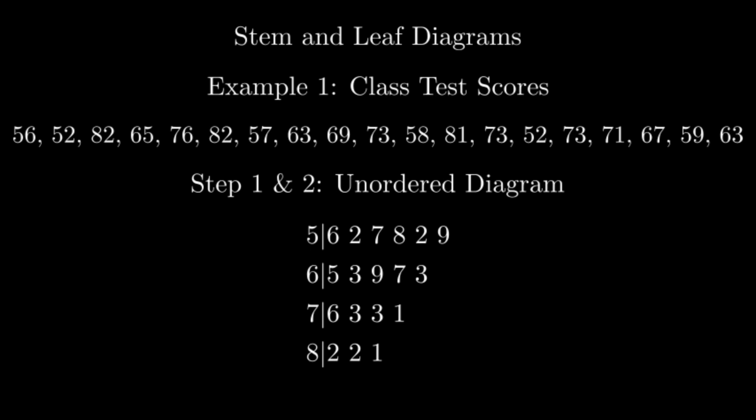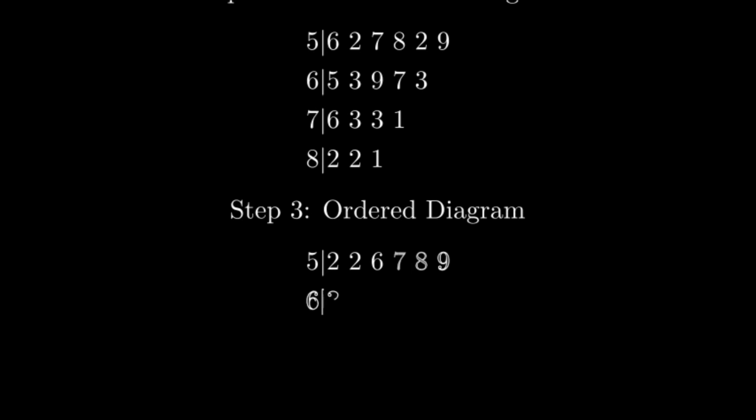Then, we go through the data list one by one and write the leaf, the second digit, next to the correct stem. For 56, we write a 6 next to the 5 stem. For 52, a 2 next to the 5 stem, and so on. At this stage, the leaves don't need to be in order. The next step is crucial for analysis. We rewrite the diagram, but this time we put the leaves in each row in numerical order, from lowest to highest. This is called an ordered stem and leaf diagram.